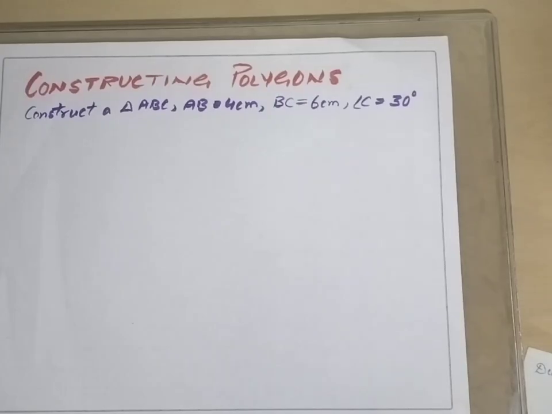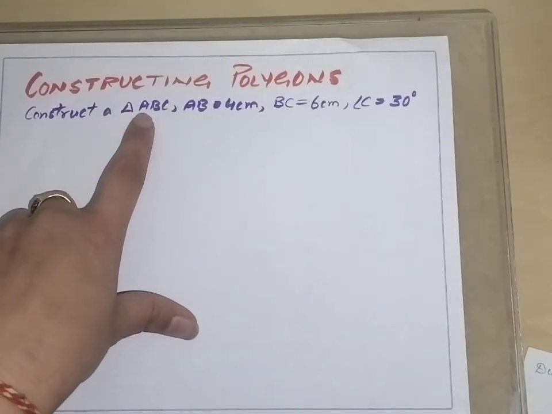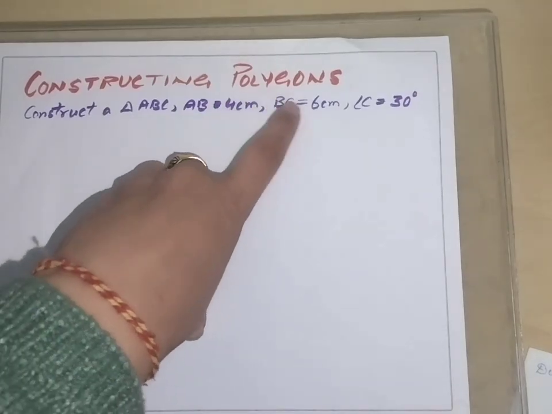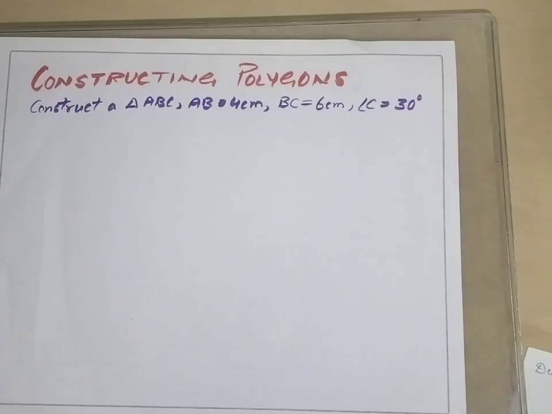Hi everyone. In this video we will learn how to construct polygons of the given measures. For example, here we have been asked to construct a triangle, the simplest polygon, which should have these measures. So whenever you have to construct any polygon of some specified measures, the very first step is to draw the dummy.